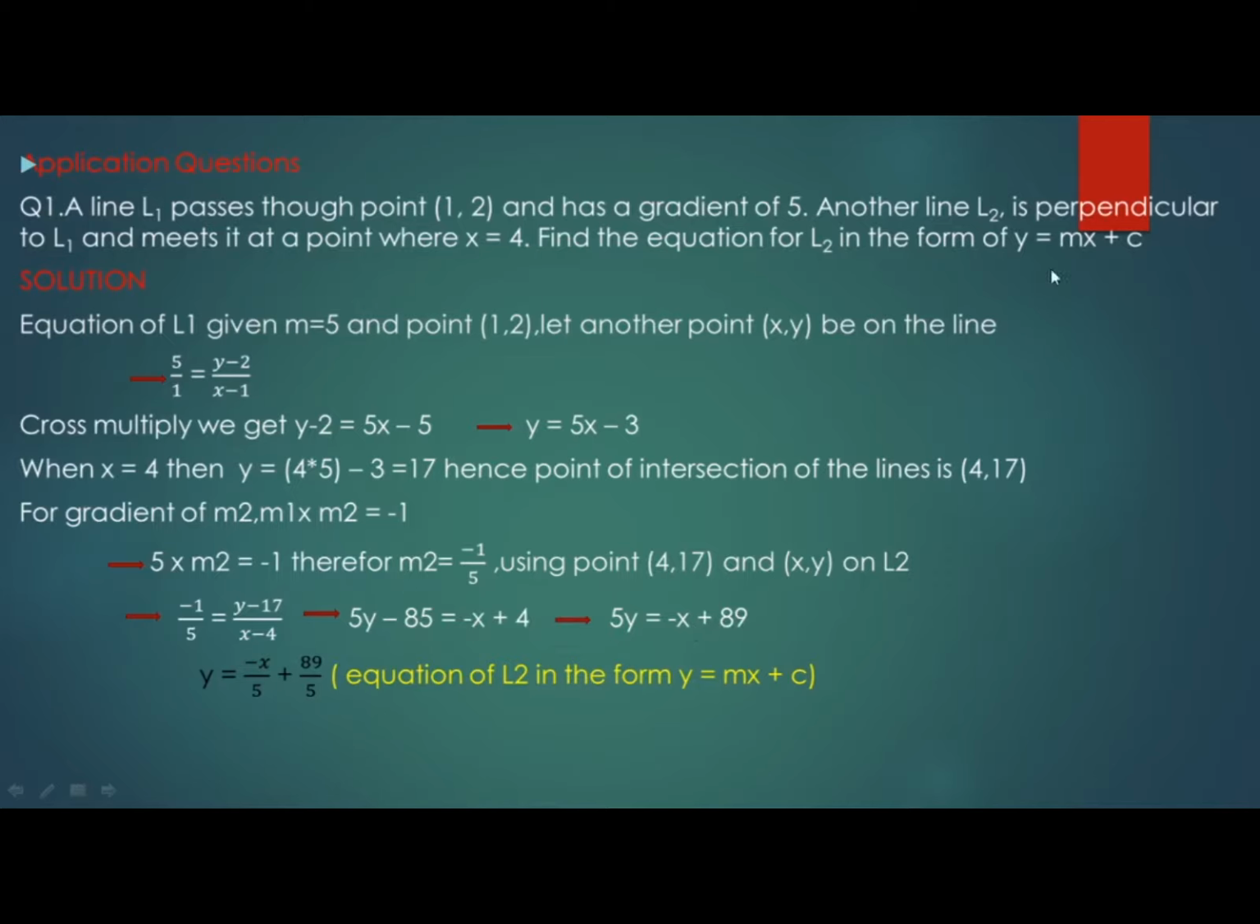To have it in the form y equals mx plus c, remember y has no coefficient, so we divide by 5 all through, and therefore you get your equation as y equals -x over 5 plus 89 over 5. That is the equation of L2 in the form y equals mx plus c.